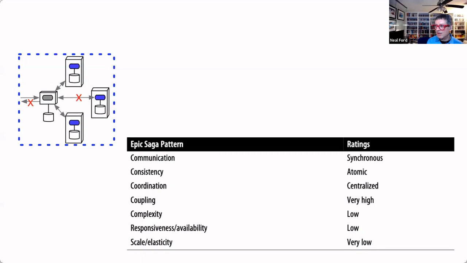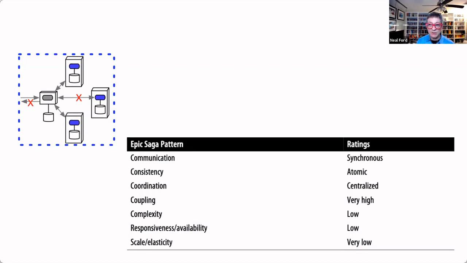And so for each of these, we have these ratings. Coupling for this is very high. That's our highest value, because it turns out that when you look at these 3 forces, the forces that increase coupling are atomic transactions, mediation, and synchronous. This has all 3 of those. This is as coupled as you can be in a distributed architecture. But complexity is low because you're modeling a monolith, and it's easy to understand that.